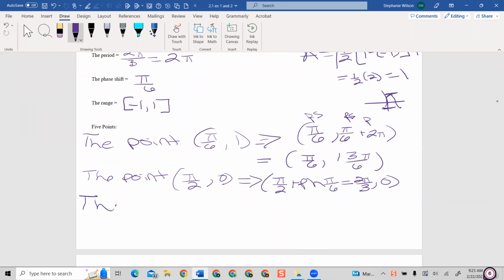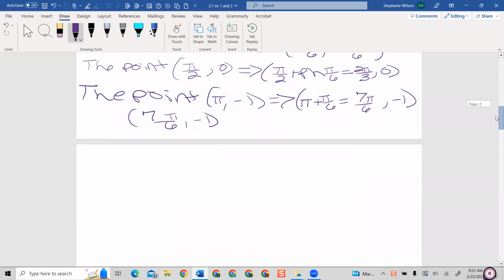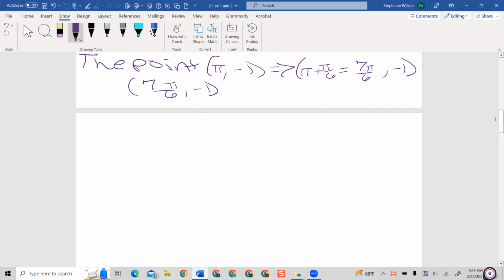It said the point at pi, -1. Okay, let's find that. I've got pi, and I'm going to add on the phase shift. What does that give me? 7 pi over 6, and I'm going to leave my y value alone. So I got 7 pi over 6, -1. Again, leaving the y value alone just because we don't have a plus or minus d value. Let's find another point.